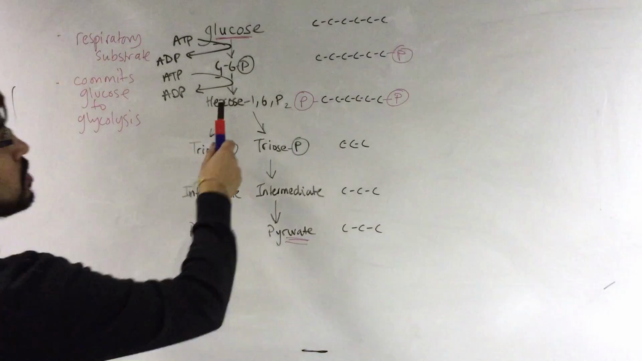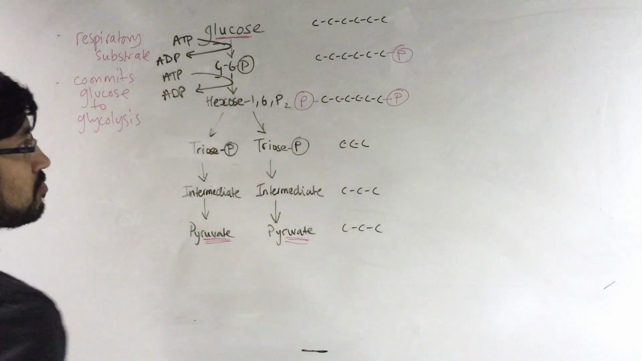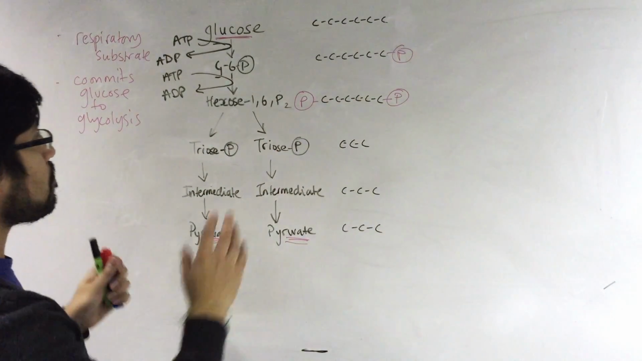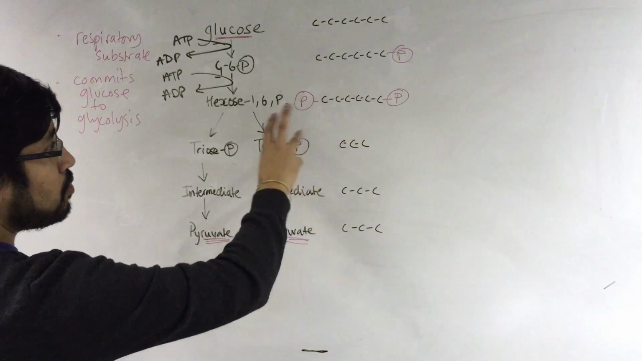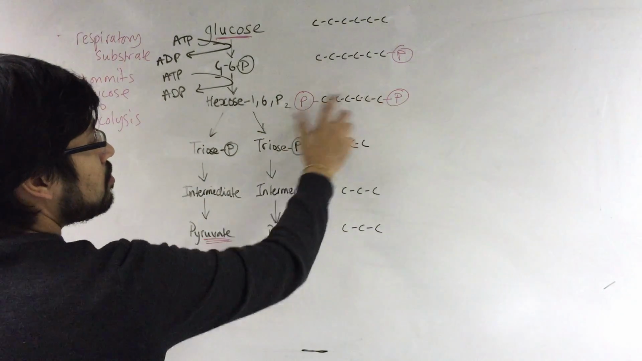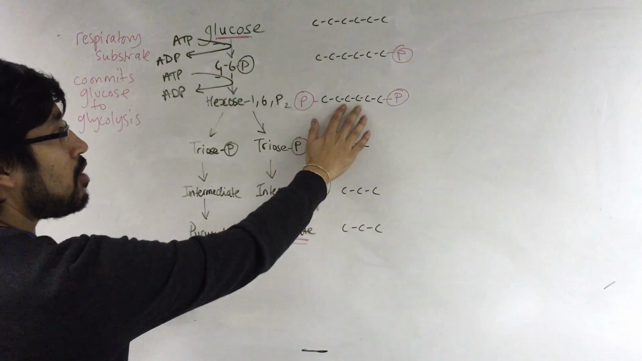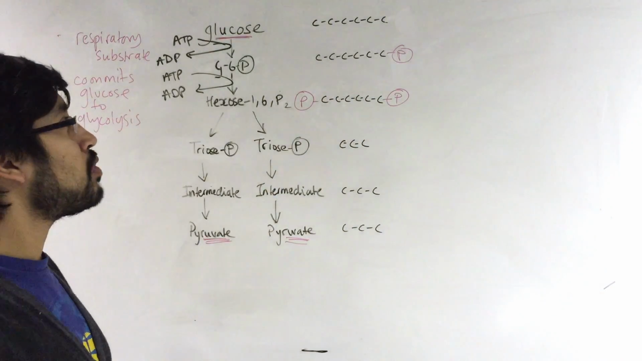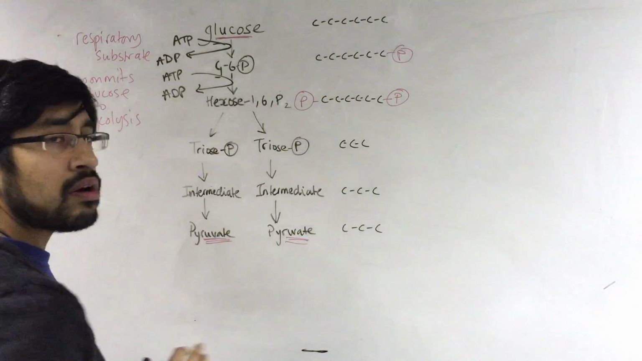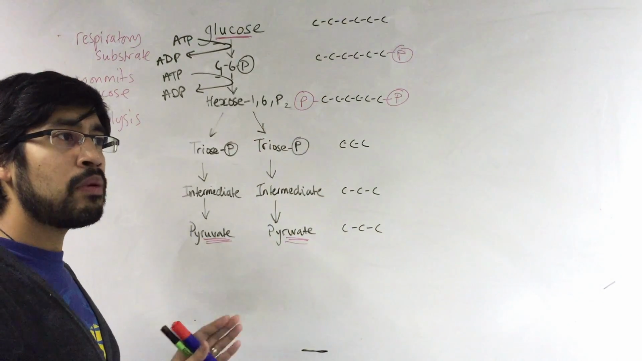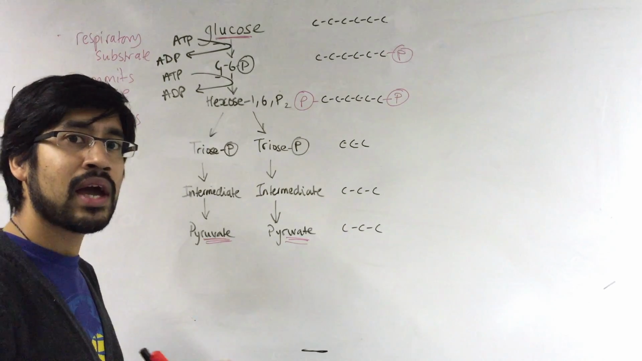Anyway, so we've got hexose bisphosphate. Now this is kind of important because what these phosphate groups do is they destabilize the otherwise very stable glucose molecule. This glucose up here, very stable. And the problem with stable things is they don't react.